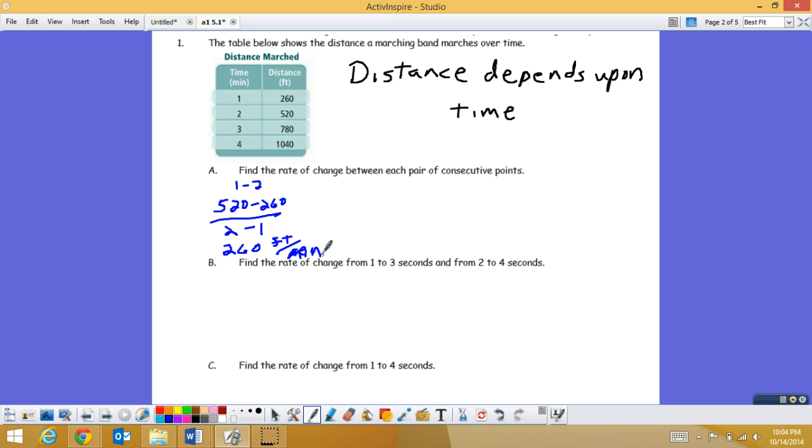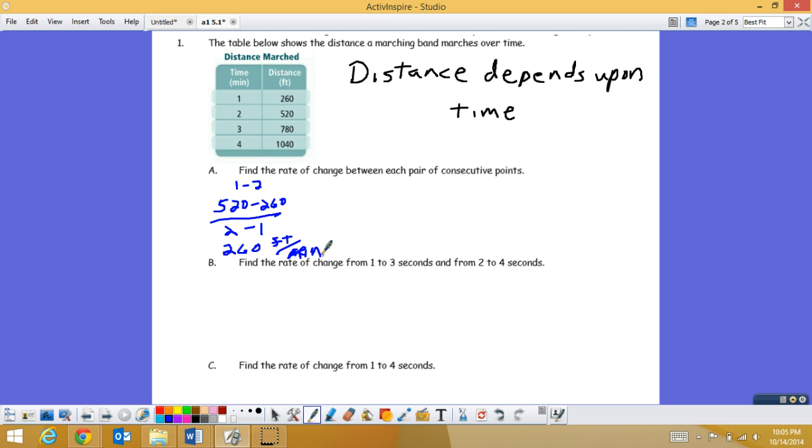They'd be flying. It's tough to march that fast. I know, I was in the marching band in high school, and I would not have been able to march at 260 feet per second. 260 feet per minute, still kind of cruising, but I think you can do that.